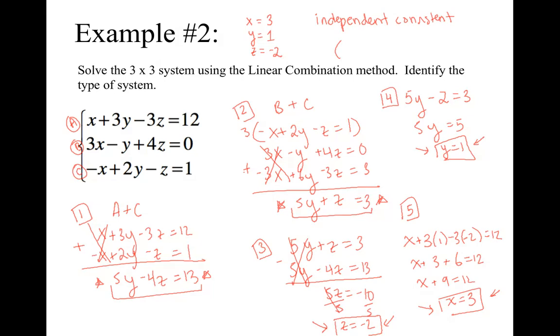So let's see. Should write this out just as we did with a 2 by 2. 3, 1, -2. Amazing. So you saw one where things canceled and there was no unique solution, or you've got one solution.